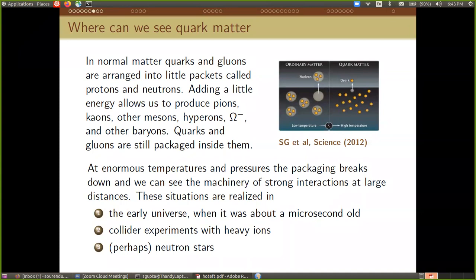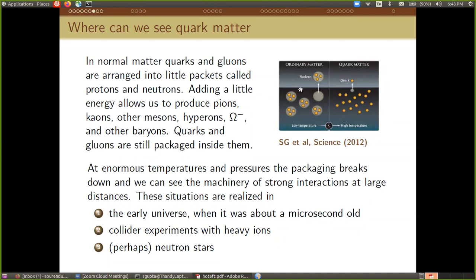So let's understand what normal matter is, and most of you know that normal matter is made up of quarks and gluons, which are arranged into little packages called protons and neutrons. Okay, so here's a pictorial representation of this. At low temperature, you have these nucleons, protons, neutrons, etc., within which have these quarks packaged inside them.